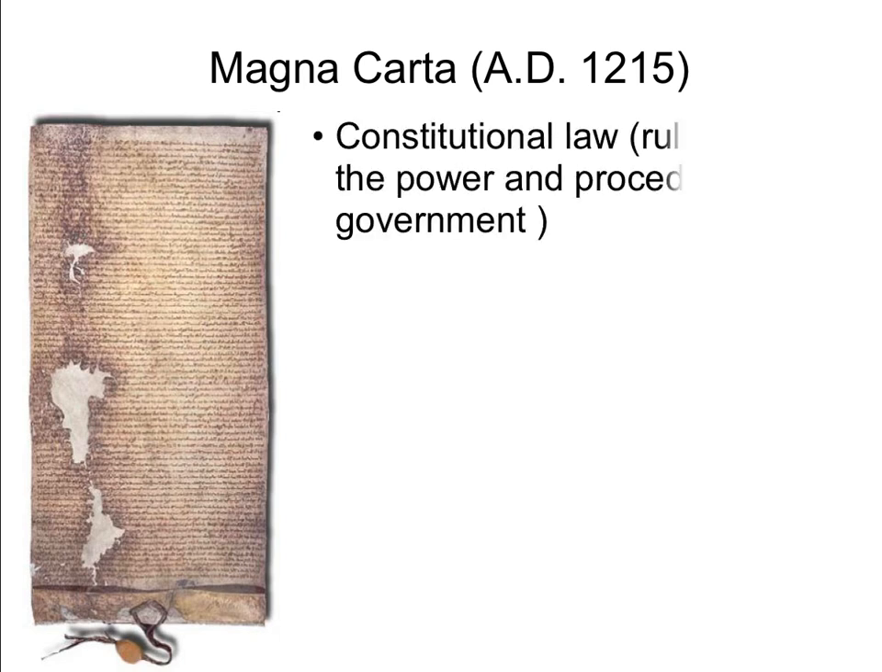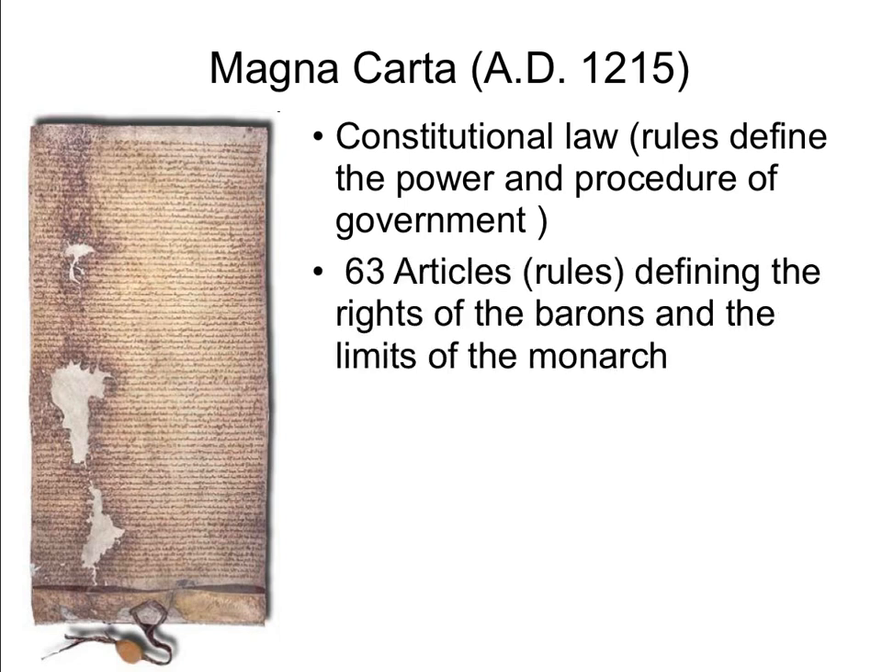Now, the Magna Carta is a document that defines the rule of law. It says this is how we run the government. What's really happening here is we're taking the rules that everyone believed to be true and writing them down. So John couldn't change the rules. Now, the document contains 63 different articles. Most of these concerned limiting the power of John, making sure the king couldn't change the rules, making sure he had to follow the rules.